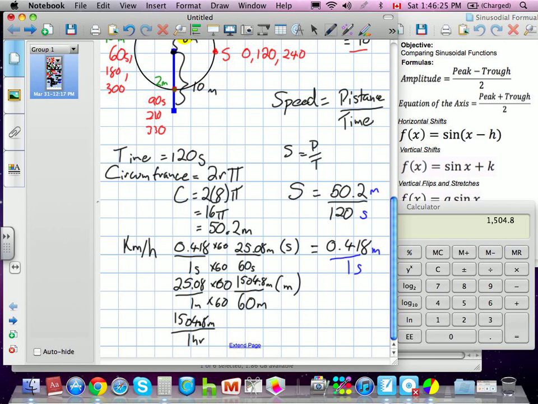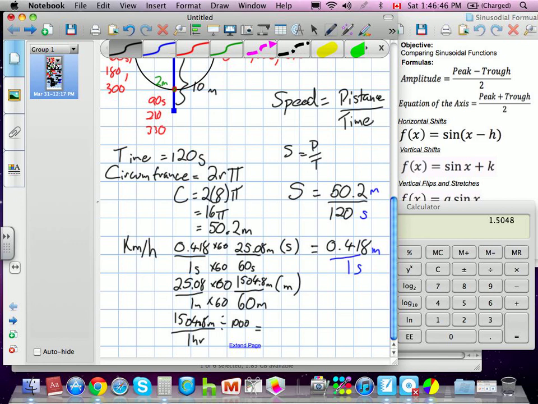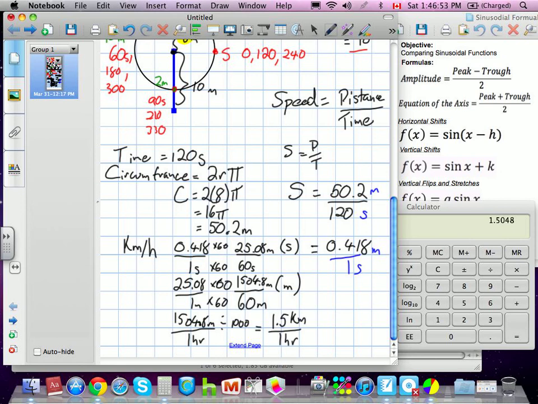What is that in kilometers? What do I have to do to make that kilometers? How many meters are in a kilometer? 1,000. So we divide the top by 1,000. We get 1.5 roughly. So this is going 1.5 kilometers an hour. Is that fast? Not really. It's actually going pretty slow. Right? The meters is what will trick you. We've got to make sure we do that conversion again.